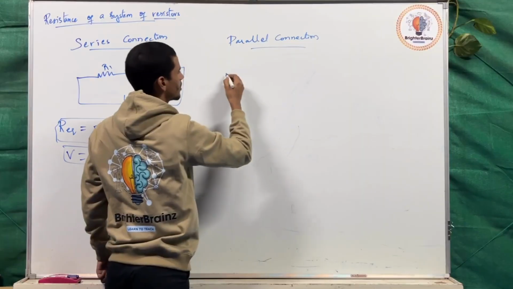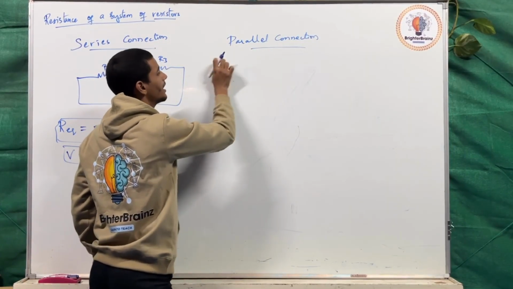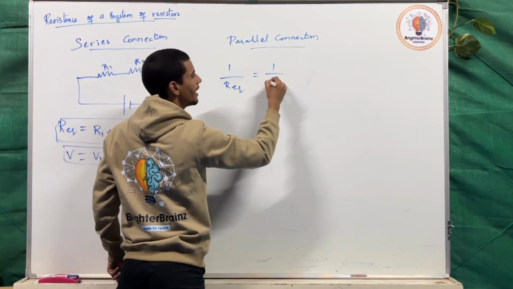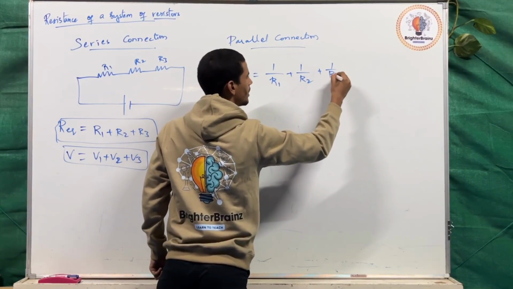Whereas in parallel connection, the total resistance, that is R equivalent, can be represented as 1 by R equivalent equal to 1 by R1 plus 1 by R2 plus 1 by R3 plus so on.